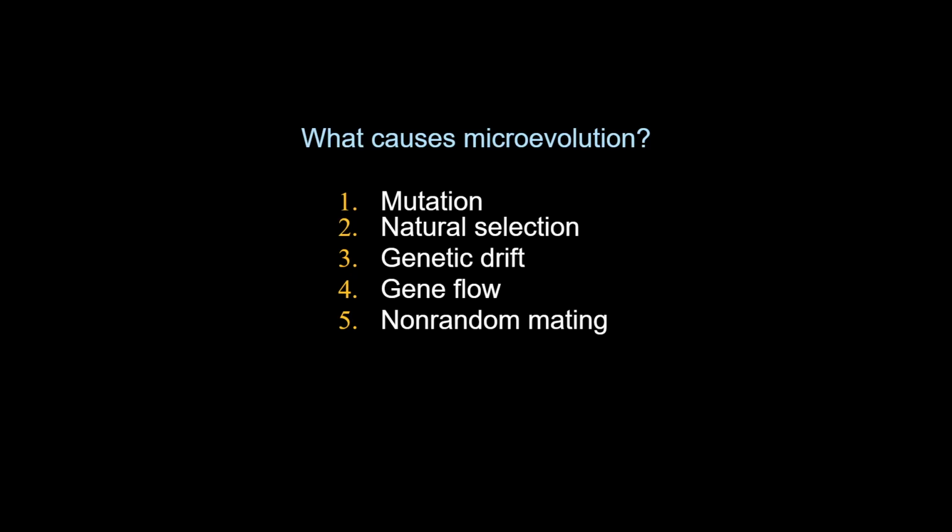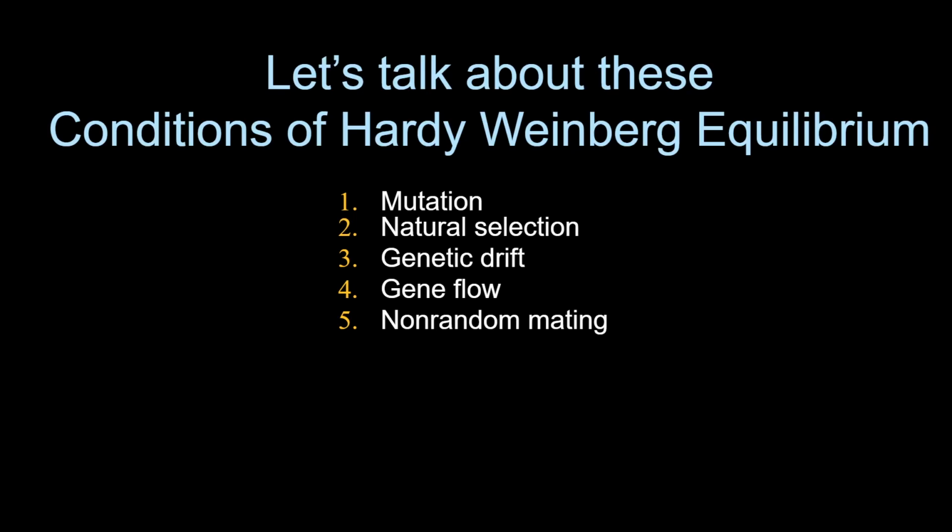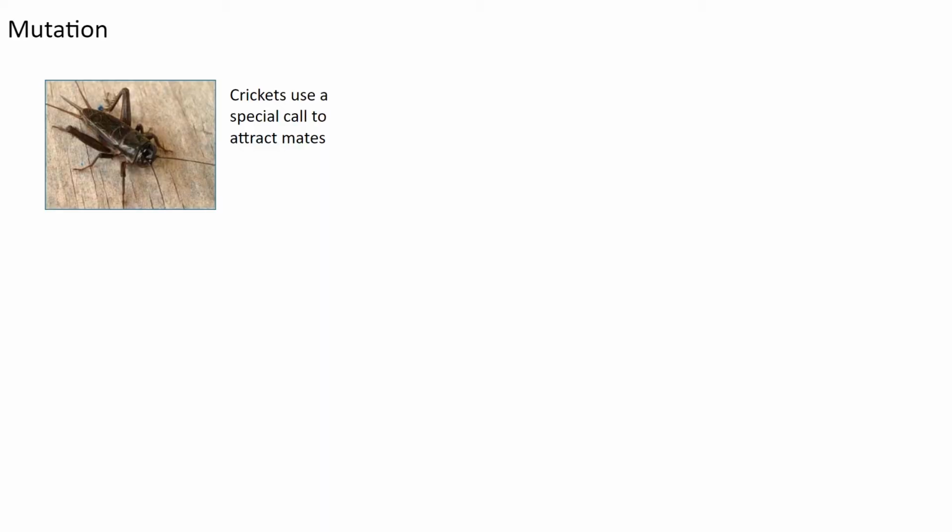First, we're going to discuss the following 5 conditions that can cause a population to evolve. Populations that are evolving have changing allele frequencies and are said to be out of Hardy-Weinberg equilibrium. So let's talk about these 5 conditions that can cause allele frequencies to change over time. Let's get started with mutation.